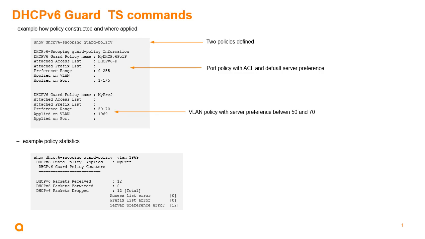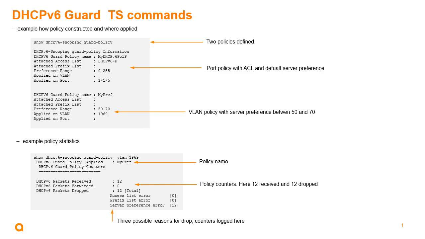Let's look at some example policy statistics. We issue a show DHCPv6 snooping guard policy with the VLAN context. We can see the policy name. We can see the policy counters. Here we received 12 and dropped 12 packets. We can also see there are 3 possible reasons for a drop, and the counters are logged here. Finally, we do see a reason for a drop. The preference is out of policy in this case.